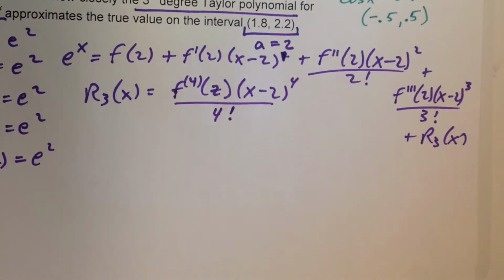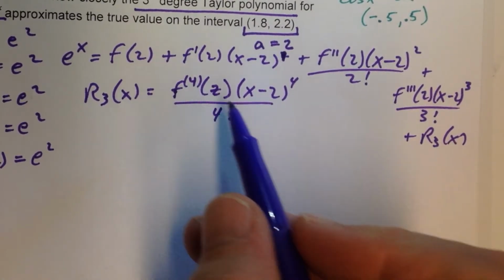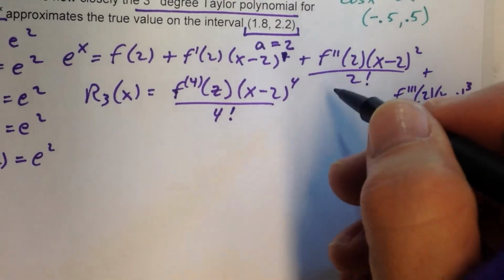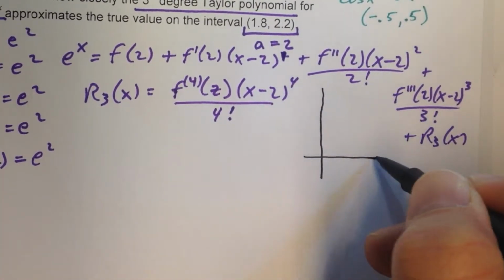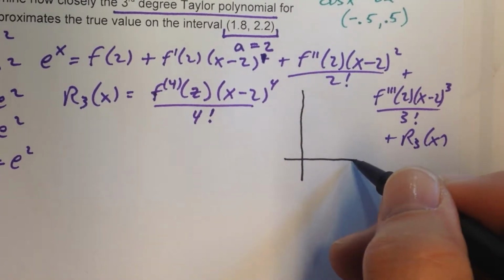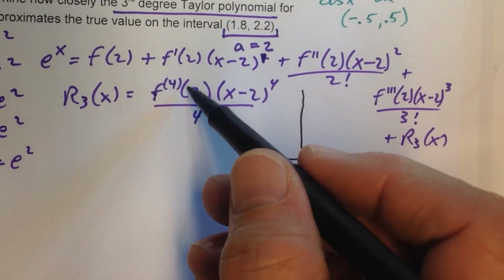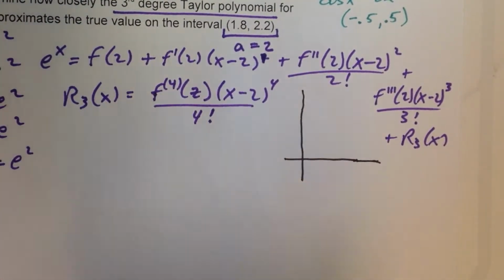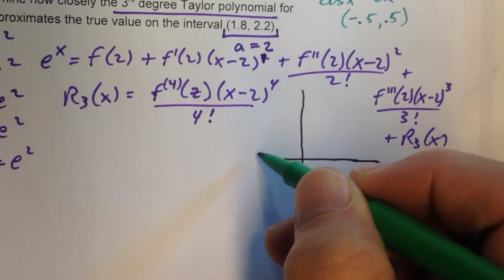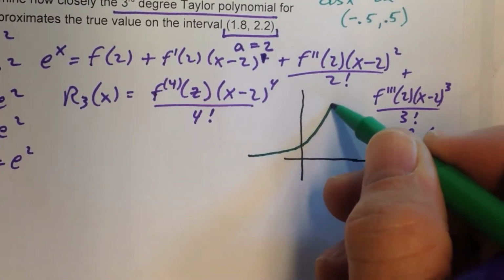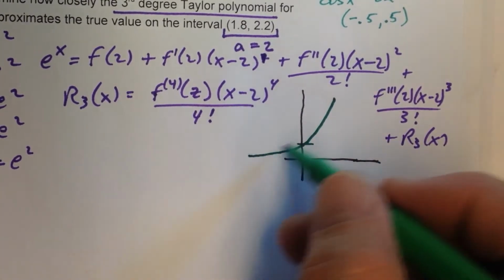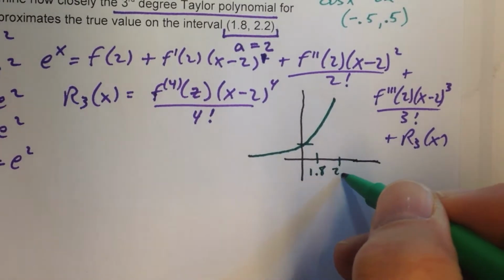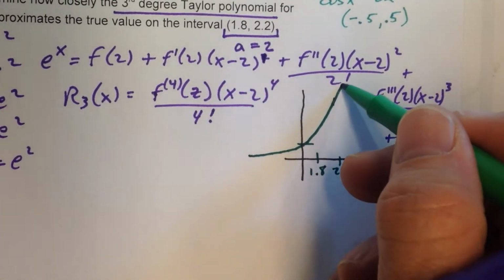So let's think about this function, the fourth derivative being e to the x. If we think about the graph, we're not dealing with trig functions anymore, so we have to decide on what part of that interval the derivative is going to be at its greatest value. We know what the graph of e to the x looks like. It's an increasing function, and if we put 1.8 here and 2.2 there, it's not to scale, but you get the idea.